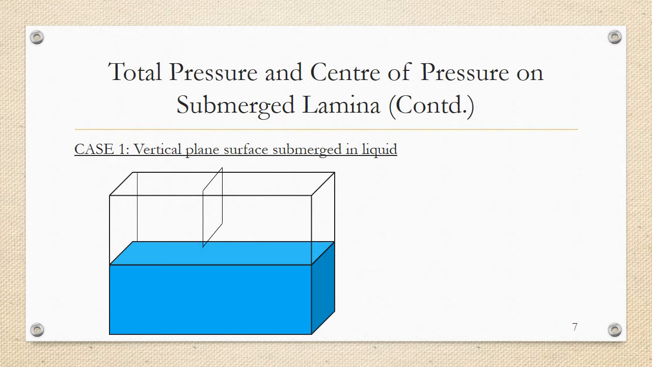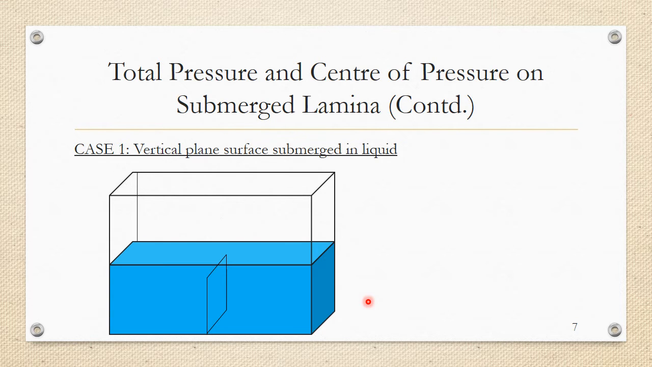So the derivation for total pressure and position of center of pressure for case 1, that is when a plane lamina is submerged vertically inside water. So this is a plane lamina and it is lying outside the water currently, and what we're going to do is insert it into water vertically. So it is now vertically submerged in water, and we're going to see the forces that are going to be acting on this particular body.